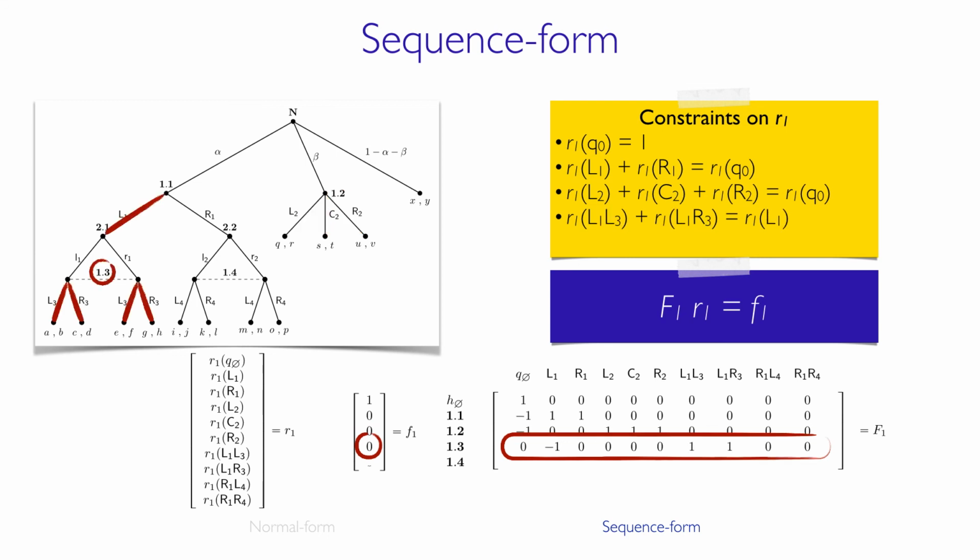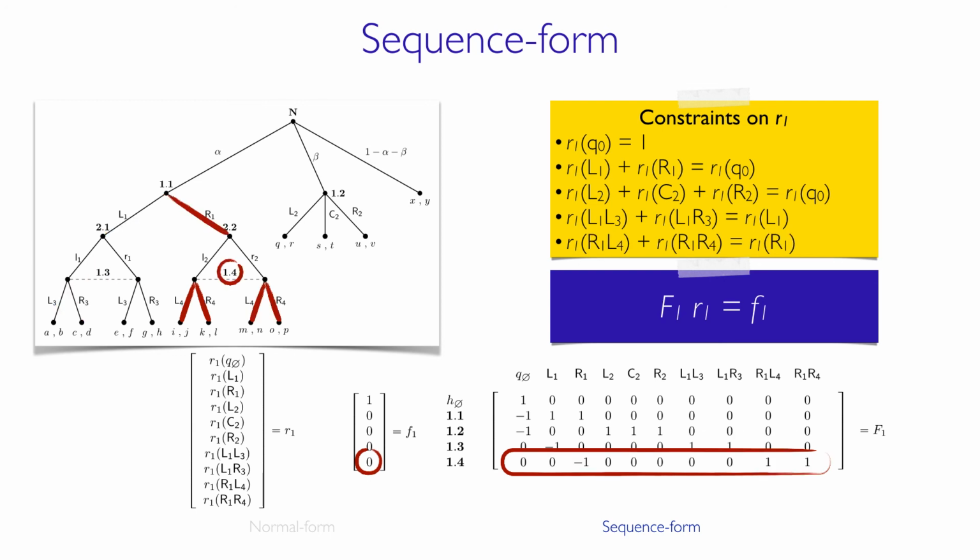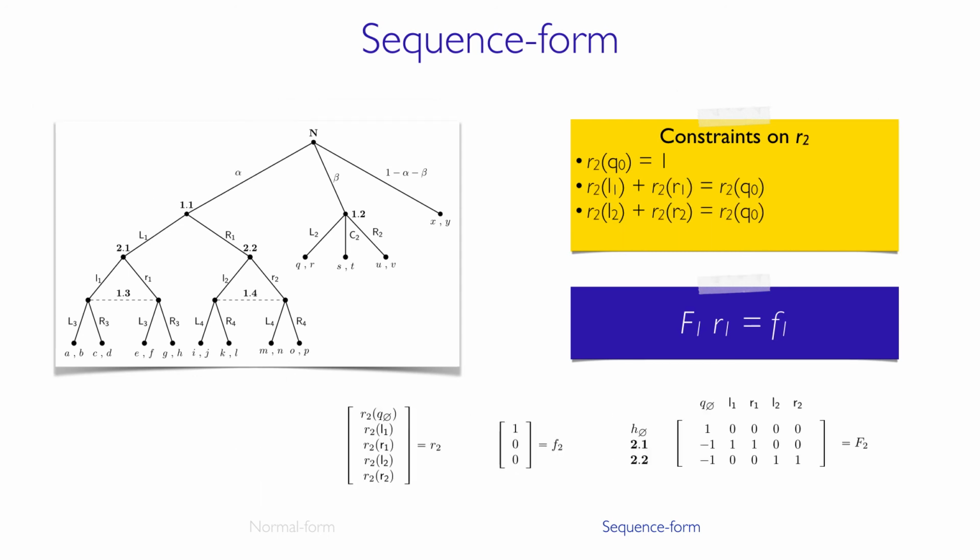At information set 1.3, sequence L1 enters and sequences L1, L3, and L1, R3 exit. Thus, the sum of probabilities assigned to L1, L3, and L1, R3 must be equal to the probability placed on sequence L1. And similarly for information set 1.4. These are the complete constraints in matrix notation. You can do the same for player 2 as an exercise.